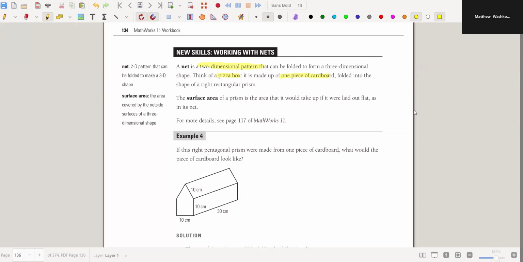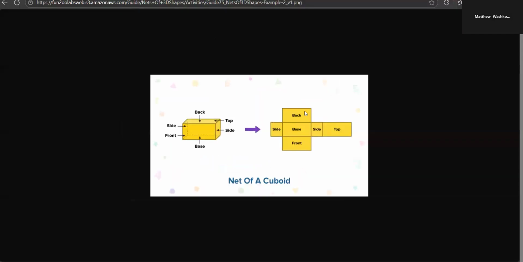Let me give you an example. Let's say I order a package off Amazon. It comes in a box. This is the net of what that box looks like. Here's a rectangular prism. I have the base or the bottom of it, I have a top, I have sides, and I have a front and a back face. So it's turning a 2D object into a 3D object, or a 3D object into a 2D object.